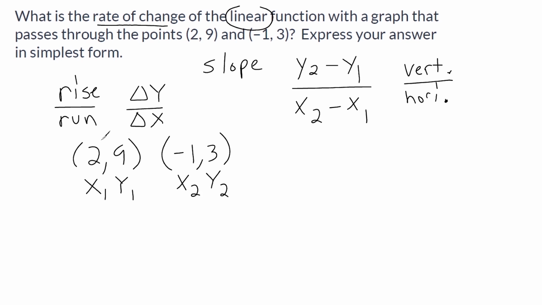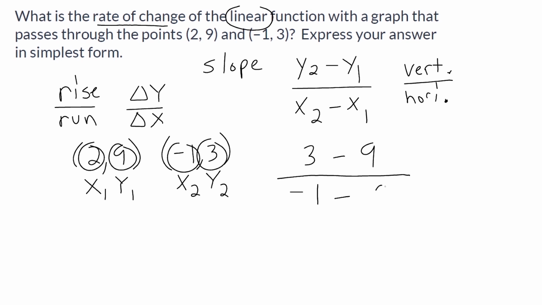And then I'm going to plug these values into our slope equation. So I'm going to start by writing a minus sign at the top and the bottom. And we're going to start by subtracting our y value, starting with y2, which is 3 over 9. And on the bottom, we're going to subtract our x2, which is negative 1, with the x1, which is 2.